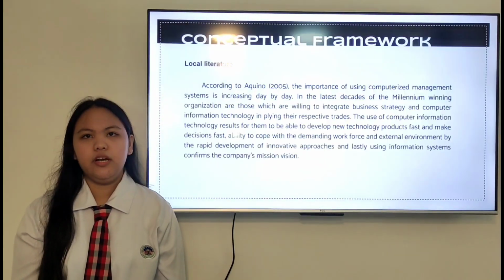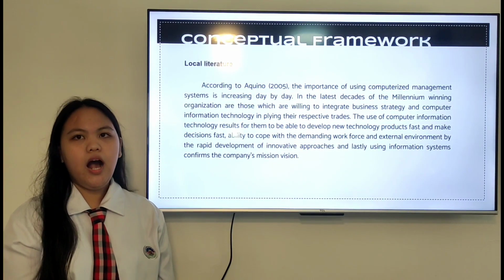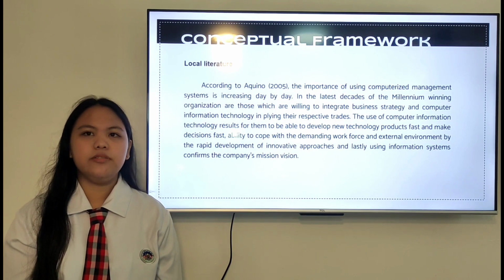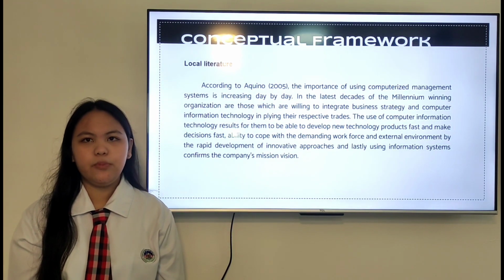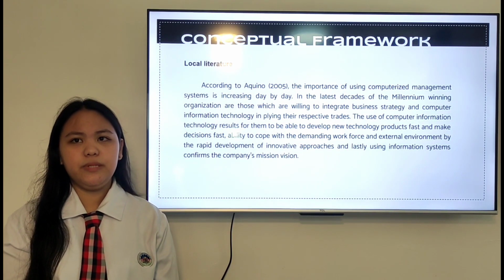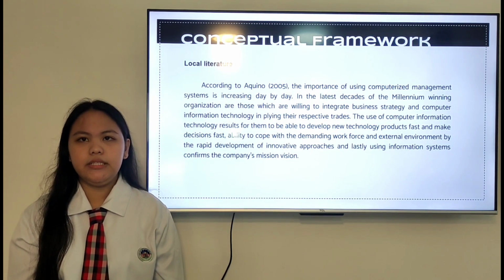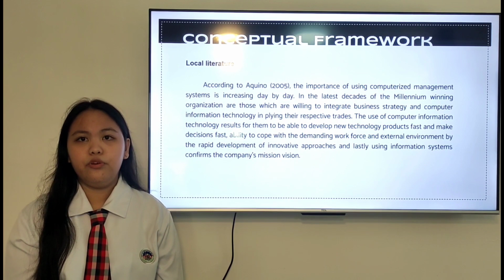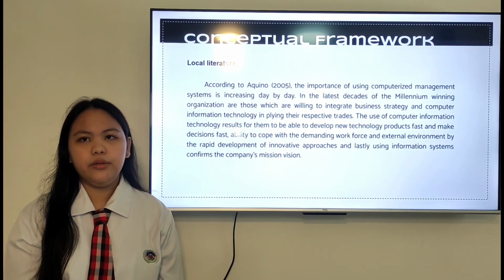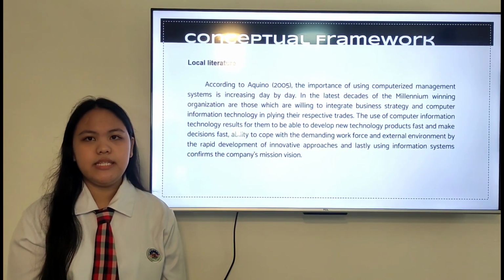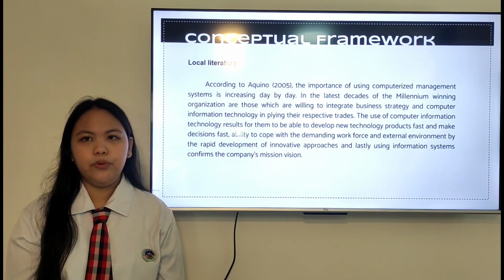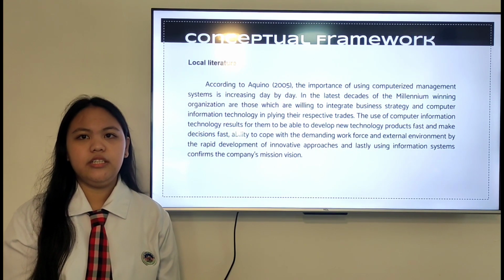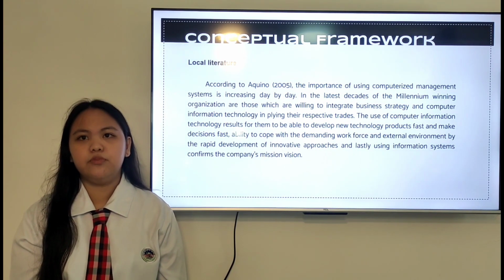Conceptual framework. Local literature. According to Aquino 2005, the importance of using computerized management systems is increasing day by day. In the latest decades of the millennium, winning organizations are those which are willing to integrate business strategy and computer information technology, implying their respective traits.